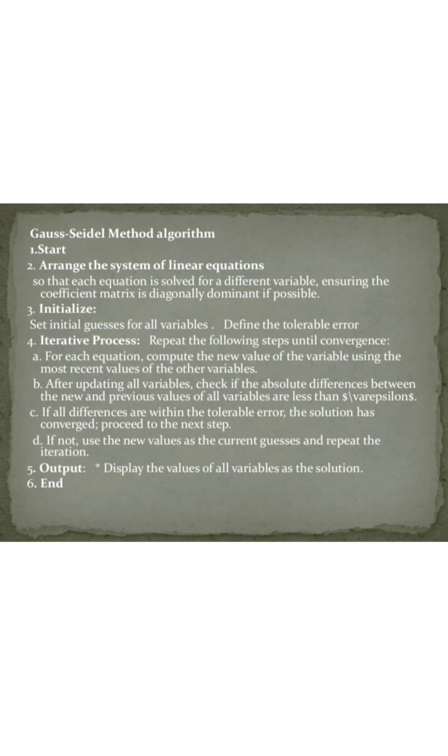A. For each equation, compute the new value of the variable using the most recent values of the other variables. B. After updating all variables, check if the absolute difference between the new and the previous value of all variables are less than the tolerable error. C. If all differences are within the tolerable error, the solution has converged. Proceed to the next step. D. If not, use the new values as the current guesses and repeat the iteration.